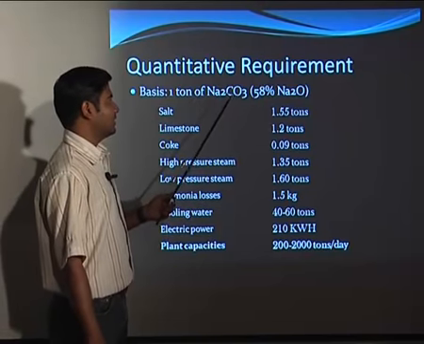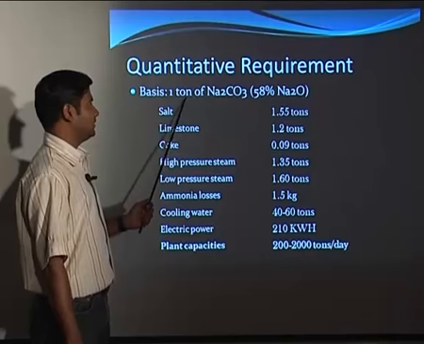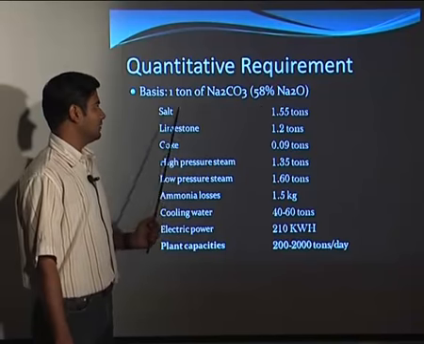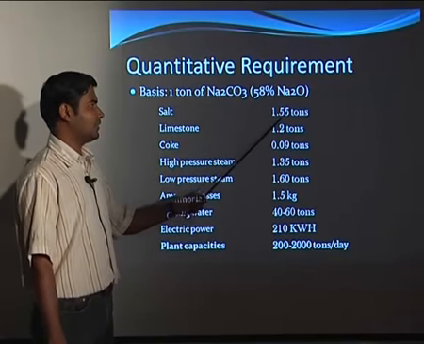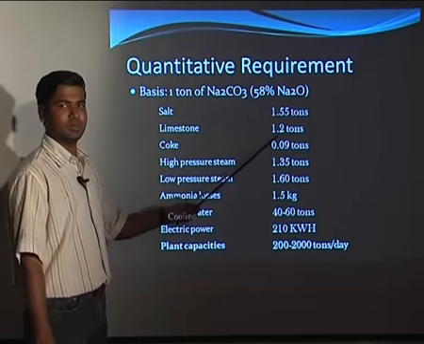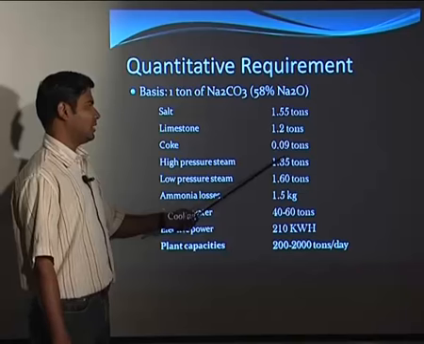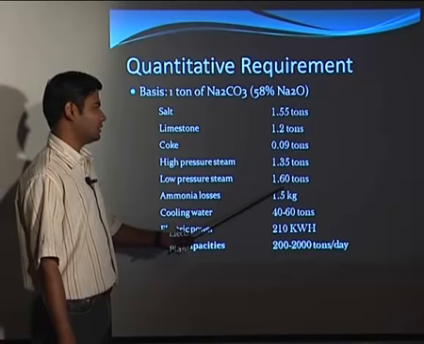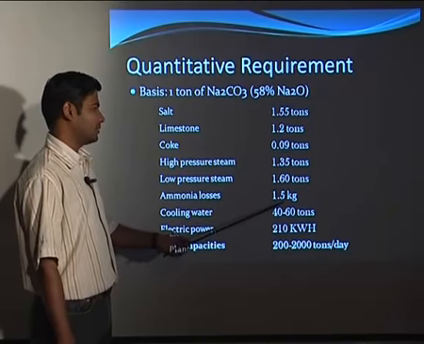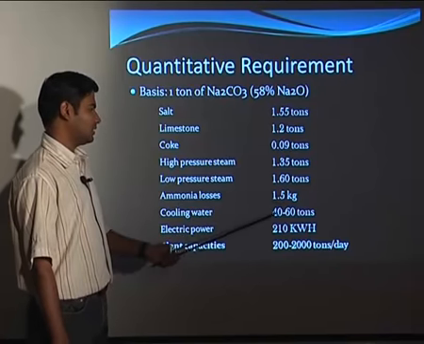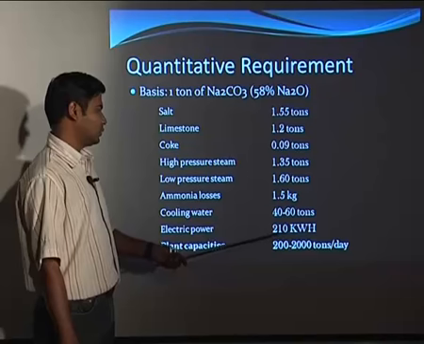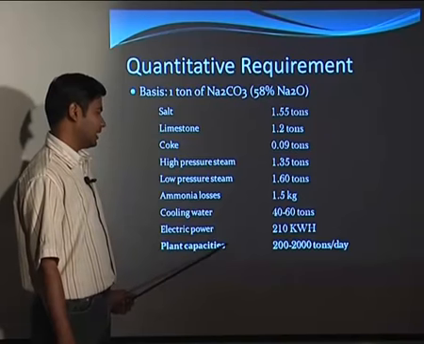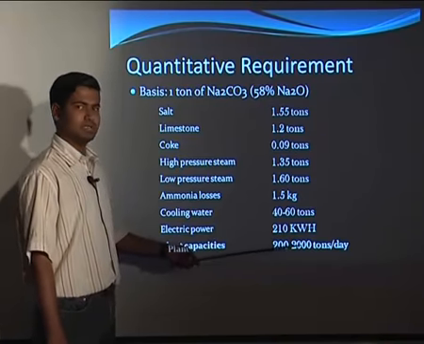If we see the quantitative requirements for this process, if we are producing 1 ton of soda ash which contains 58% Na2O, then we require salt 1.55 tons, limestone about 1.2 tons, coke 0.09 tons, high pressure steam 1.35 tons, low pressure steam 1.6 tons, whereas ammonia makeup can be about 1.5 kg, then cooling water 40 to 60 tons, and 210 kilowatt hours will be the electric consumption. Generally the plants have a capacity of about 200 to 2000 tons a day.